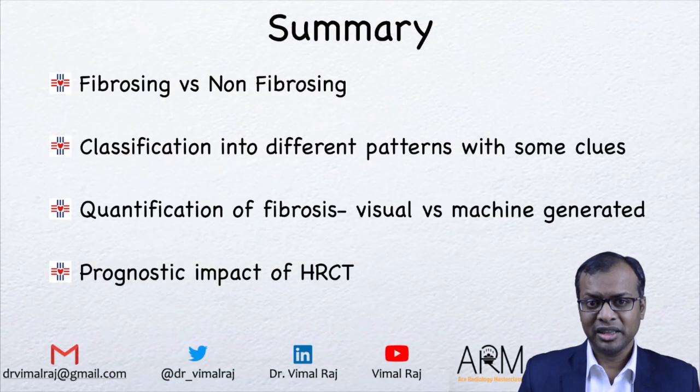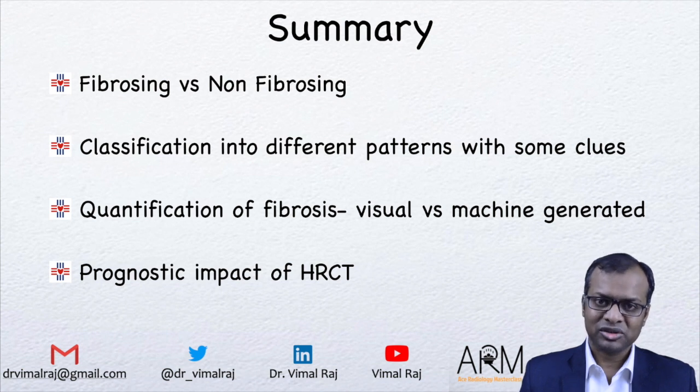So in summary, first and foremost, it is important to classify every interstitial lung disease into fibrosing and non-fibrosing varieties. This can be done by looking for architectural distortion, traction bronchiectasis, loss of volume, and progression in the CT scans. Once you've seen a CT, every time, try to classify it into UIP, probable UIP, or an alternative diagnosis. And if you're not sure, then indeterminate for UIP.